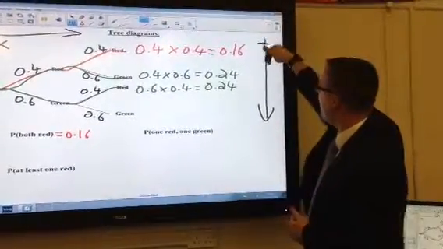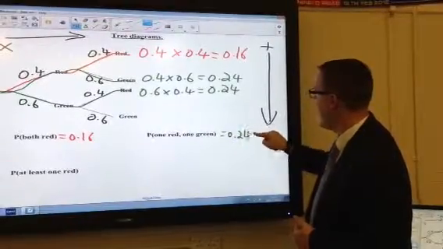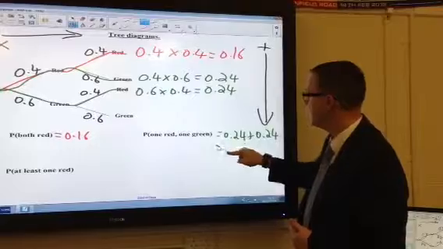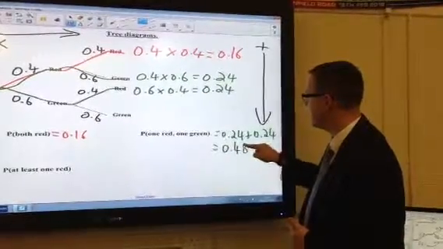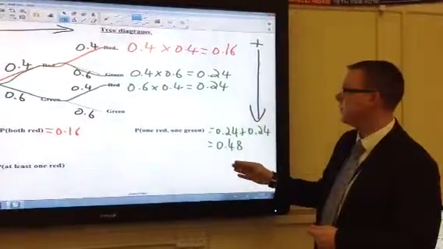We have two different outcomes that will help us out. And as I said, we add going down. So we're going to do 0.24 add 0.24, we add going down, which gives us 0.48. So the probability of one red, one green is 0.48.